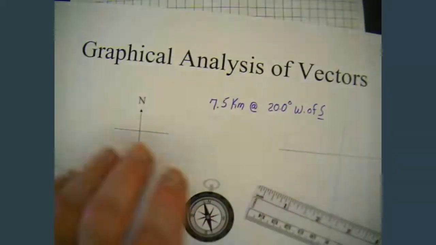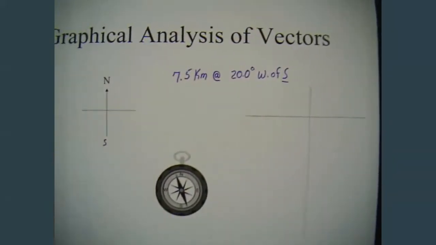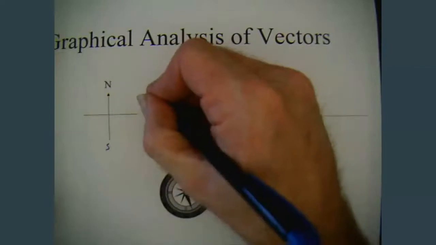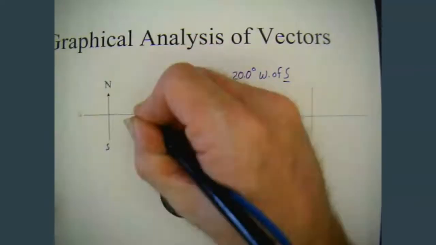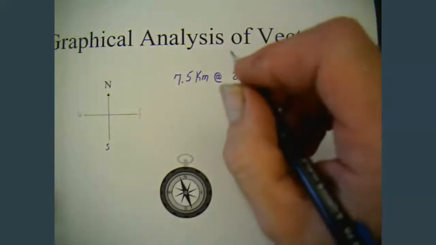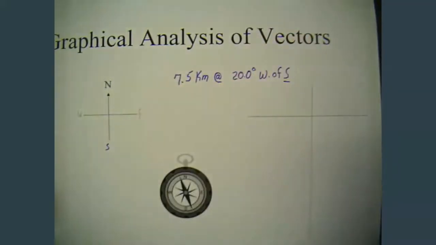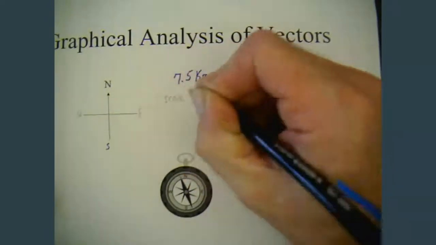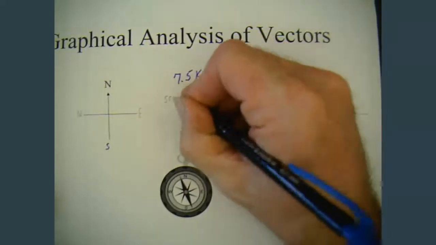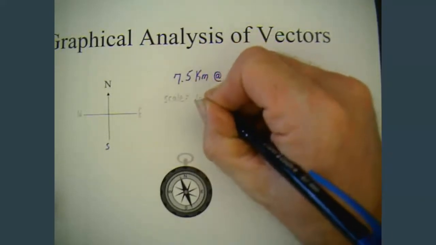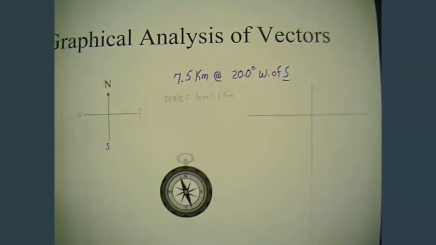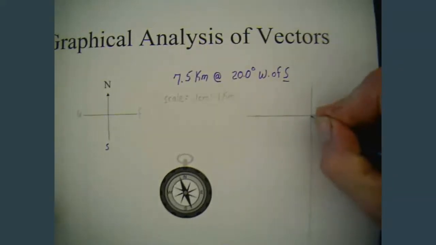So you can see why graph paper is very, very useful. And there's our east-west line. So the first thing that we need to do is indicate our scale. So you want to indicate your north, south, east, west. Again, at least north. The rest of them you can figure out because they should be the same for everybody. And we want to write our scale reading. So my scale, I'm going to say that 1 centimeter is equal to 1 kilometer. So I'm going to have to draw mine 7.5 centimeters long. So here's my starting point, my origin.